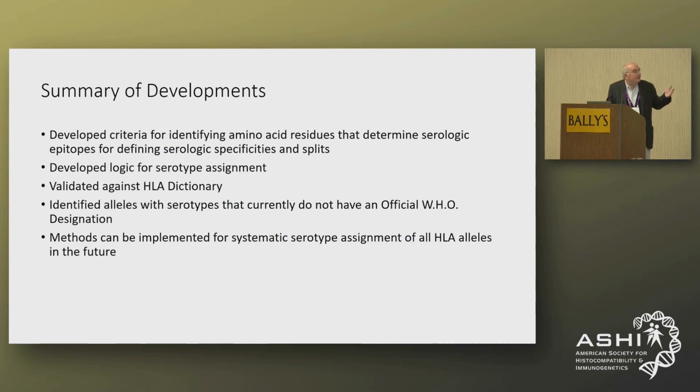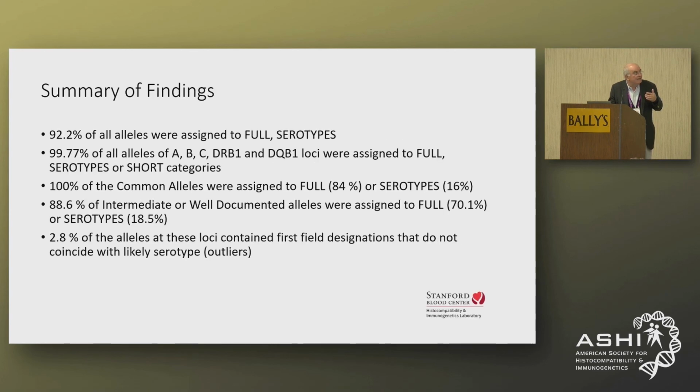We developed criteria for identifying amino acid residues that determine serologic epitopes. We developed a logic for serotype assignment. This can be done by computer. We identify alleles with serotypes that currently do not have an official WHO designation. And the methods can be implemented to systematically assign serotypes for all HLA alleles, indeed, the ones that come in the future. And so this could be run with new versions of the updates on the databases.